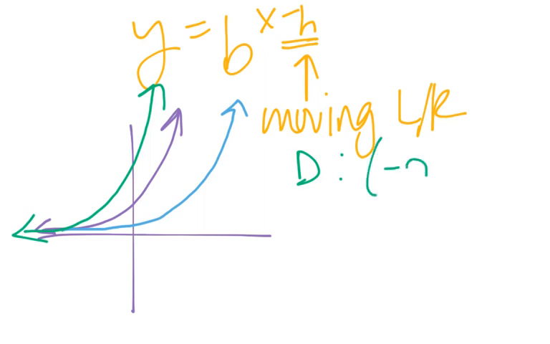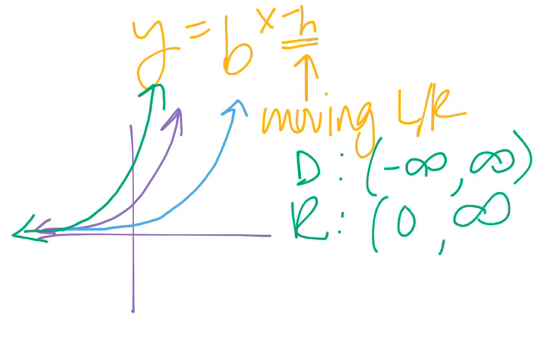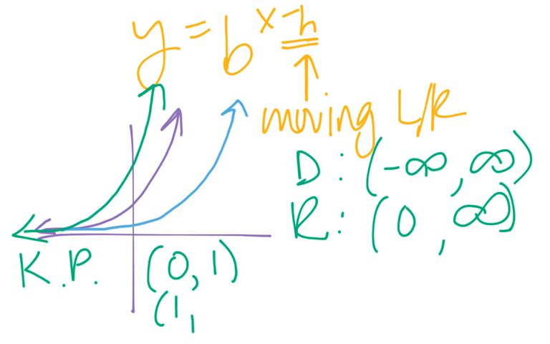Okay, so key attributes. The domain is still all real numbers for all 3 of these. The range is the same for all 3 at 0 to infinity. Key points. Well, our original key points were 0, 1, and 1, comma, b, whatever the b value was.